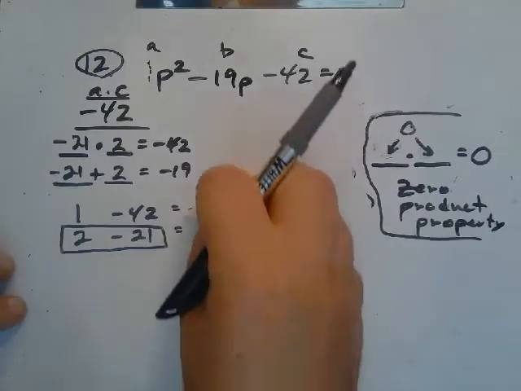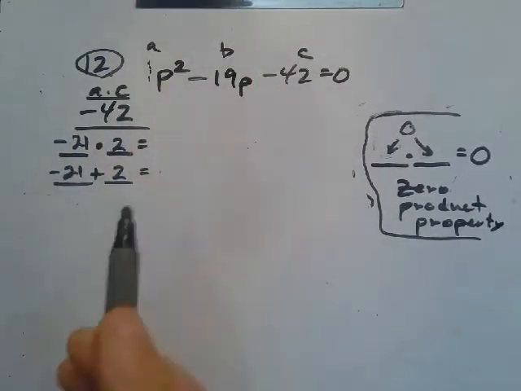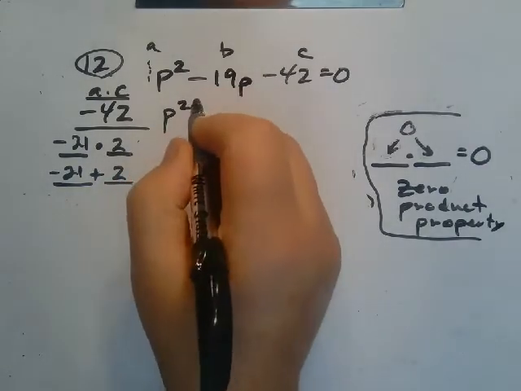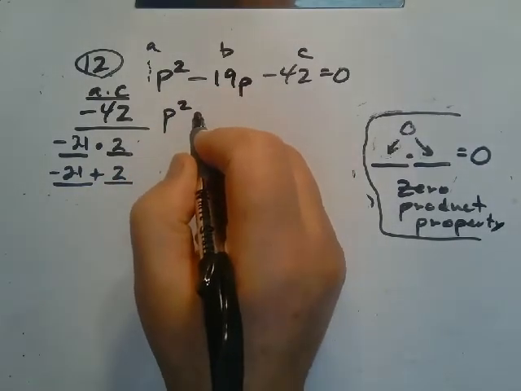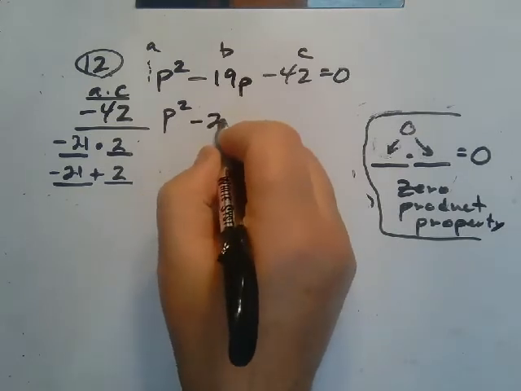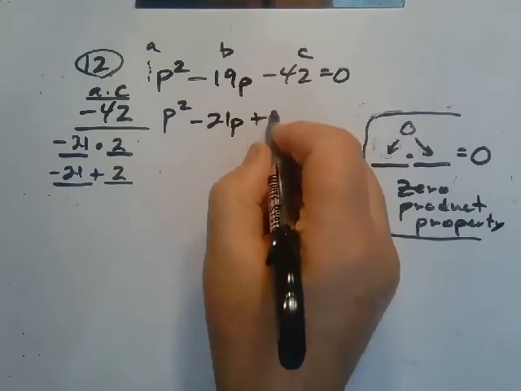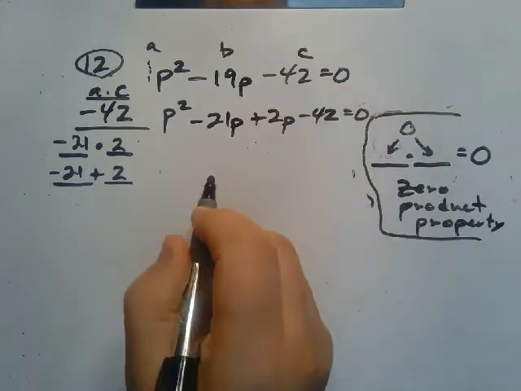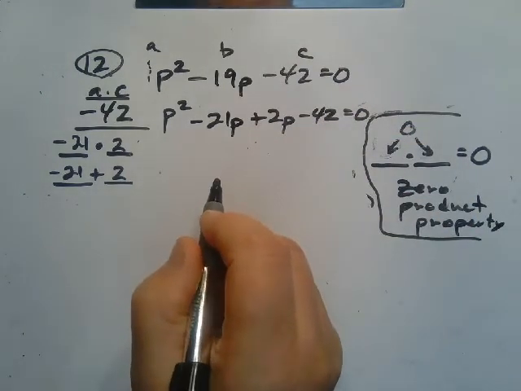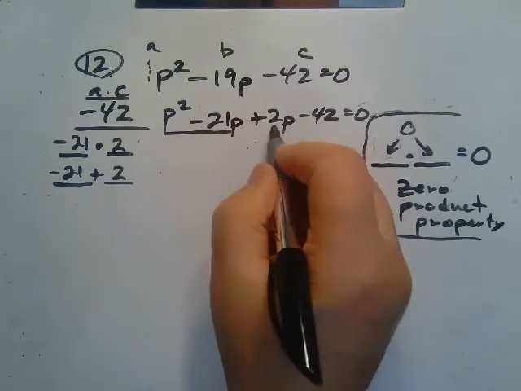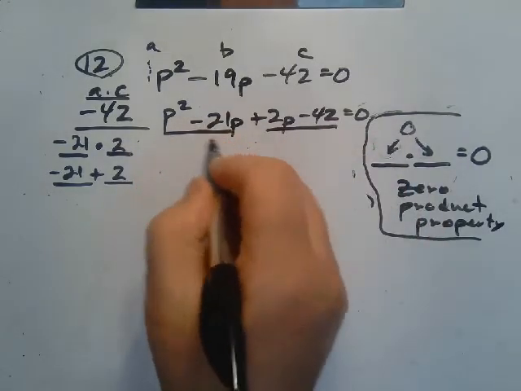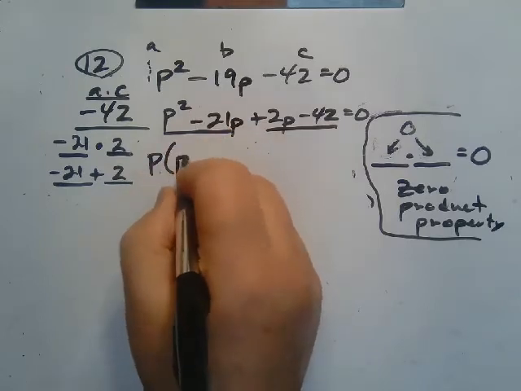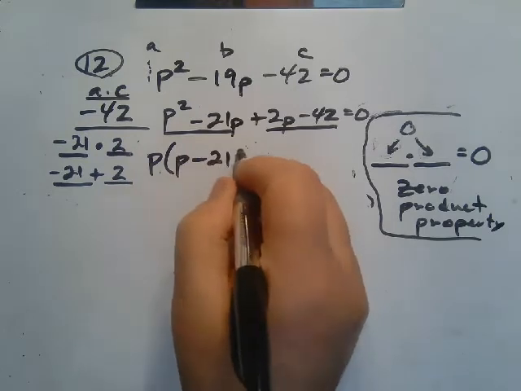So we're going to go ahead and rewrite the problem splitting the middle term. Here we go. p squared minus 21p plus 2p minus 42 equals 0. All right, now we're ready to factor by grouping. I'm going to underline the two groups. What had to come out of this group? Well, the only thing that came out was p, and leave us with p minus 21.